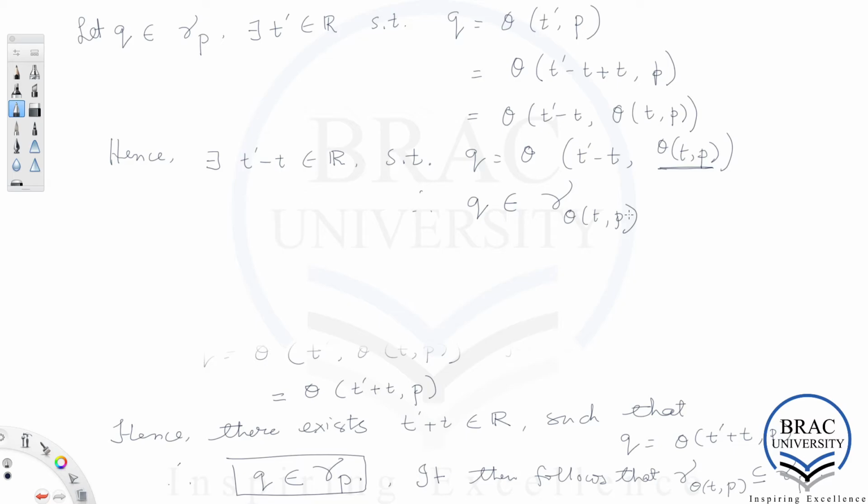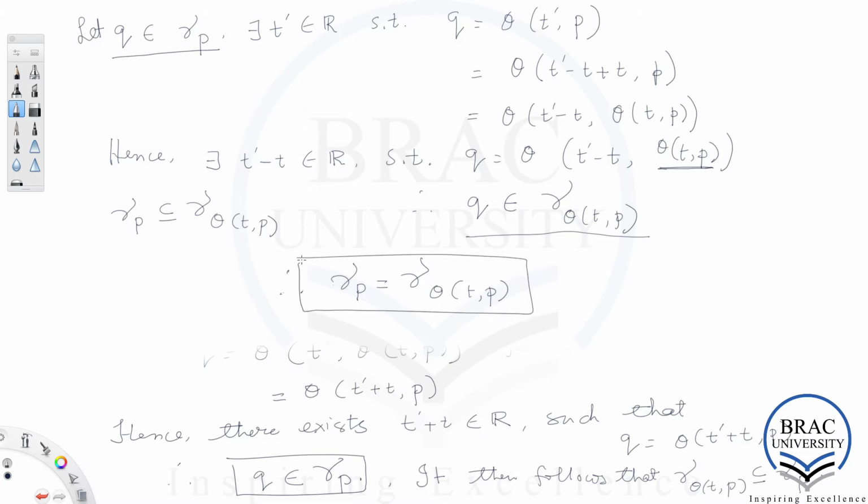So again we started with Q belonging to gamma sub P, and we ended up proving that Q belongs to gamma sub theta(T, P), proving that gamma sub P is a subset of gamma sub theta(T, P). So we have been able to show that, therefore, gamma sub P is equal to gamma sub theta(T, P). Okay, good.